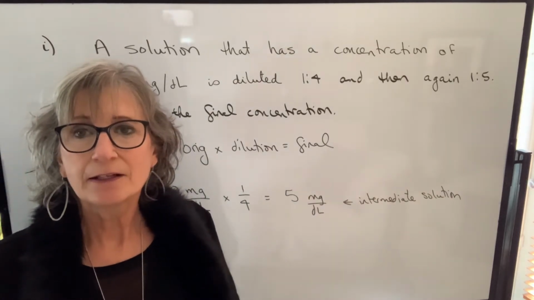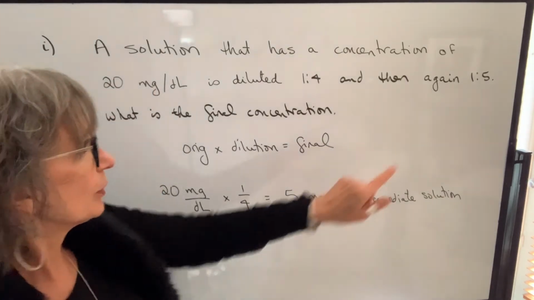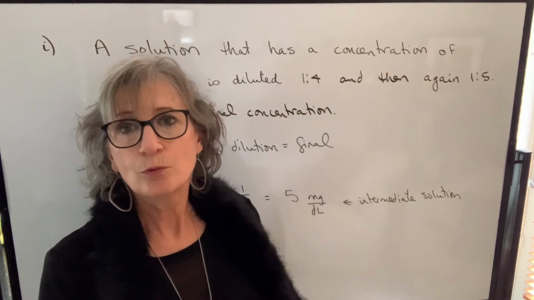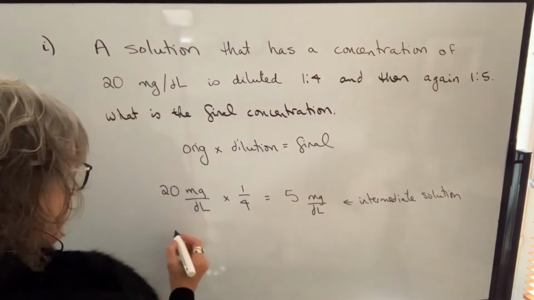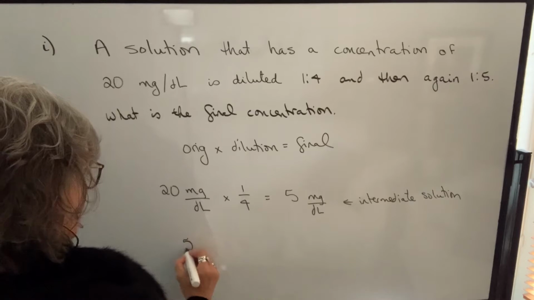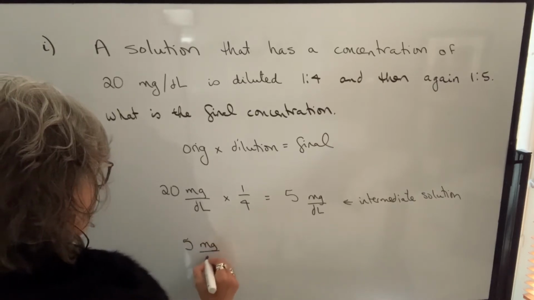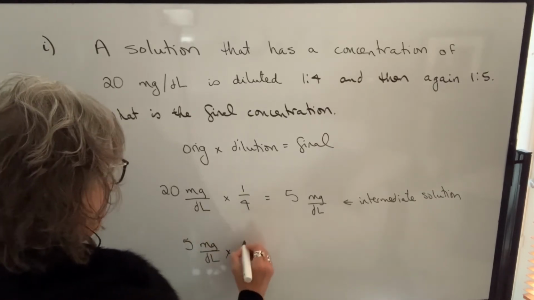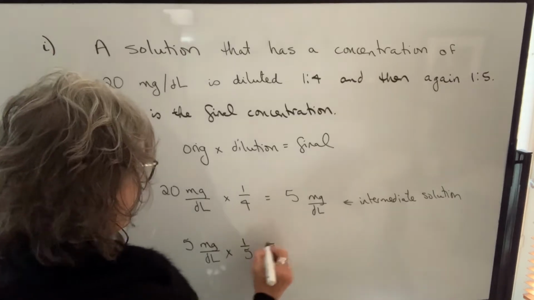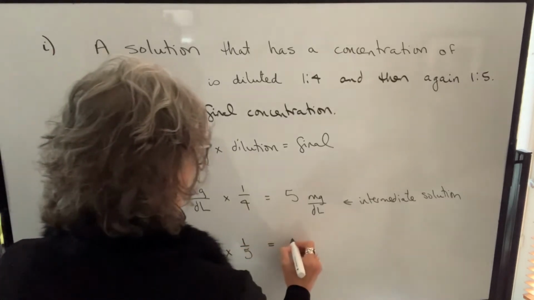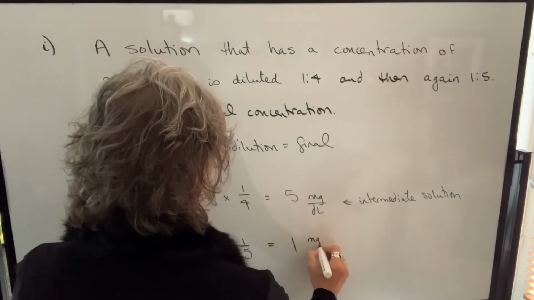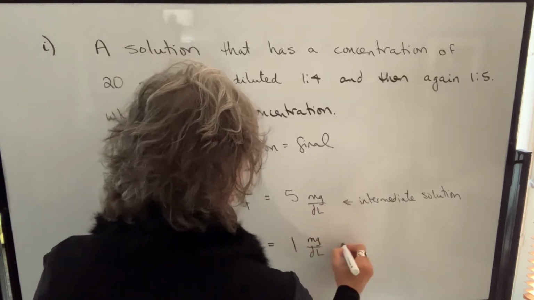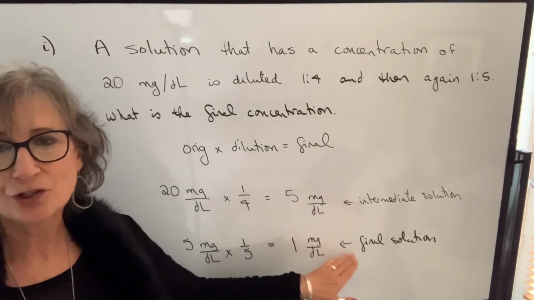Then we're going to take that and dilute it again. This time we're going to dilute it 1 to 5. We do the same process. So the intermediate concentration is 5 milligrams per deciliter. My dilution factor is 1 to 5. When I multiply 5 times 1 over 5, I'm going to get 1 milligram per deciliter. And that would be the concentration of the final solution.